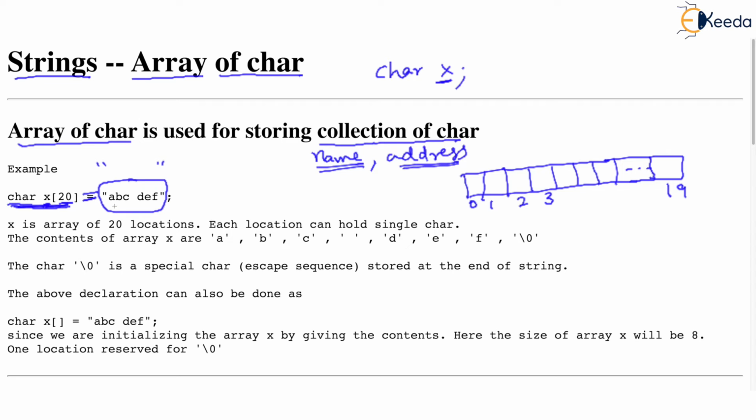Now you notice that the characters given are ABC space DEF. There is a space involved here. Even this space will be stored. So A will be stored at the 0th place in the array. This is the array x. Then B will be stored in the next location, then C, then a space, and then D, then E and F. So these are the positions.